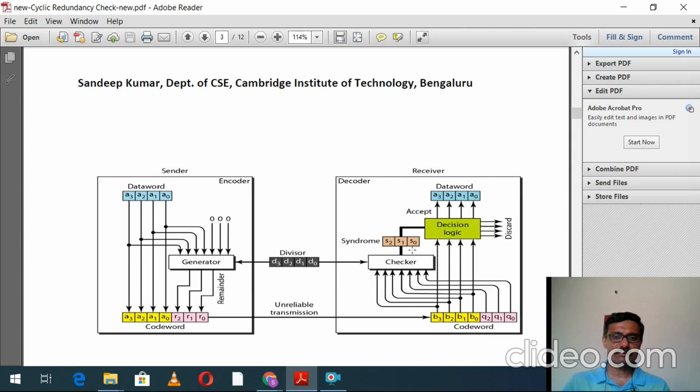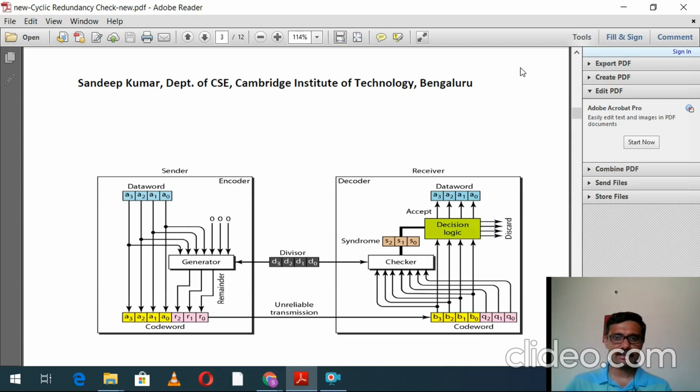Now the checker will perform the division operation for the received code word, and if the syndrome is a non-zero value, that is, if any one of the bits in the syndrome is not 0 but 1, then the decision logic will simply discard the received code word and ask the sender to resend that frame again. This is called retransmission.